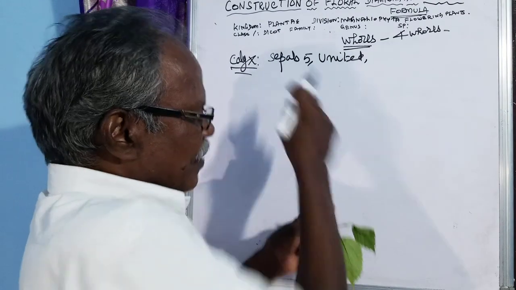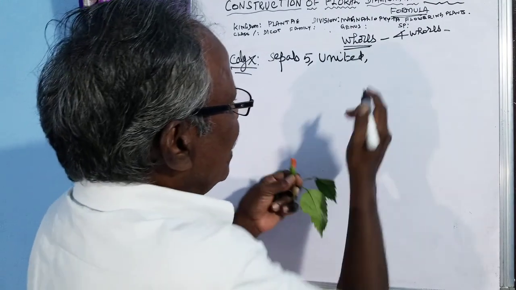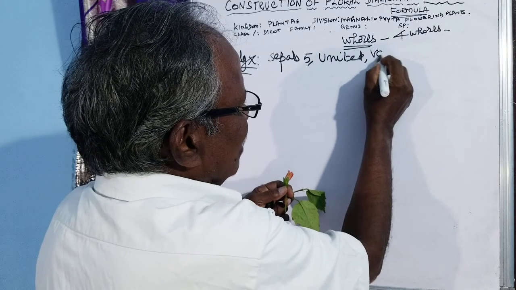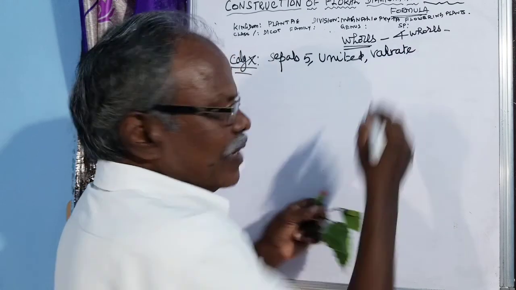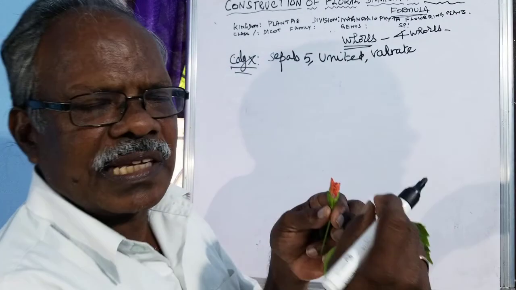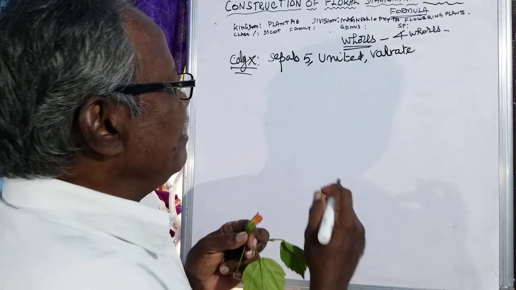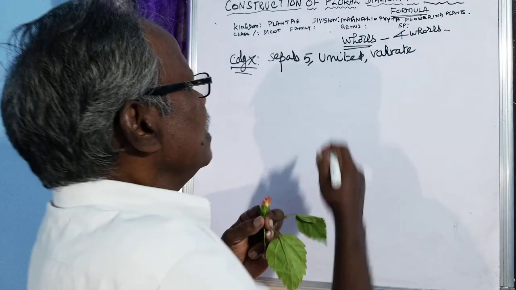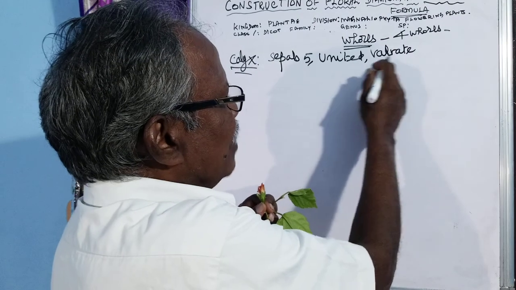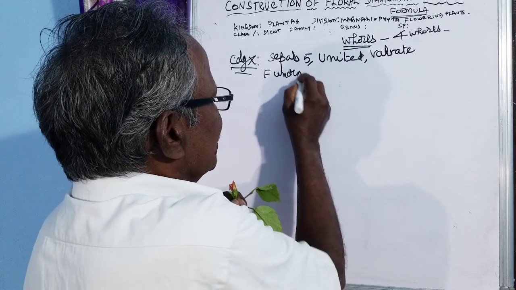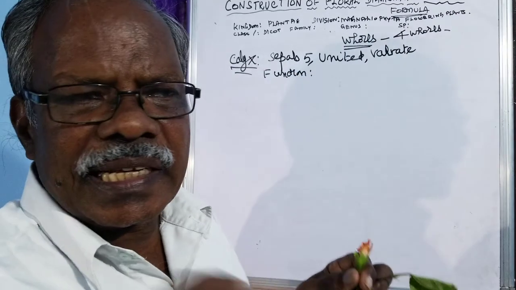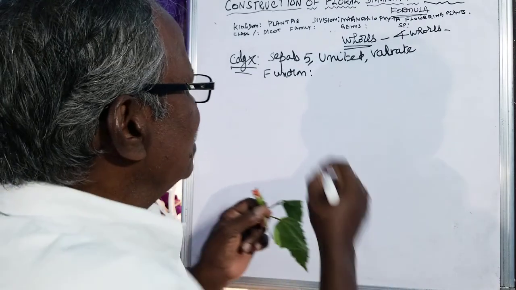So calyx, sepals 5, here it is united, and valvate estivation. Valvate estivation means the margin is uniformly fixed, with one sepal fixed with another. So that is called valvate estivation. Then sepals 5, united, valvate estivation. Now function. Then we have to mention the function. Function is it protects the internal parts of the flower. That is called the function.